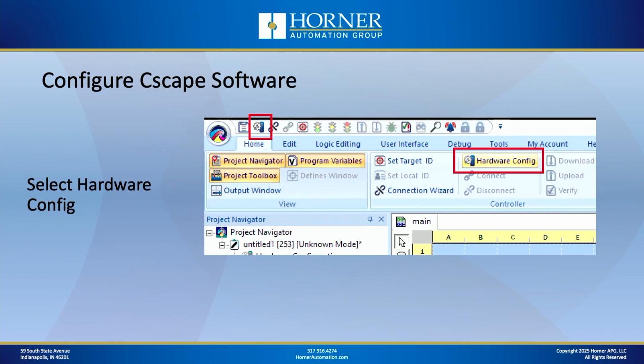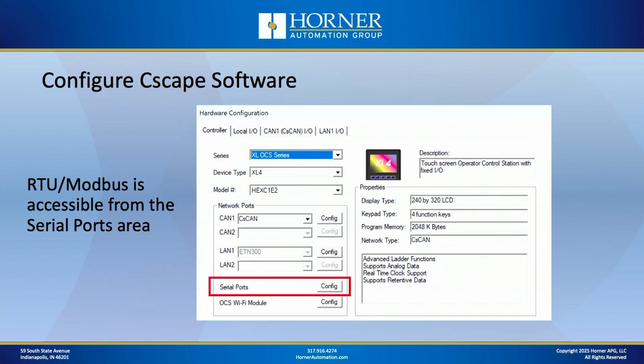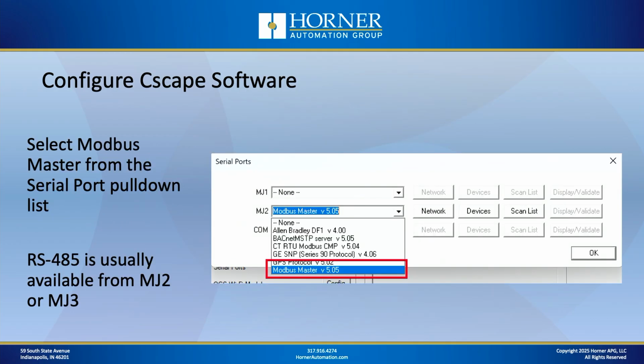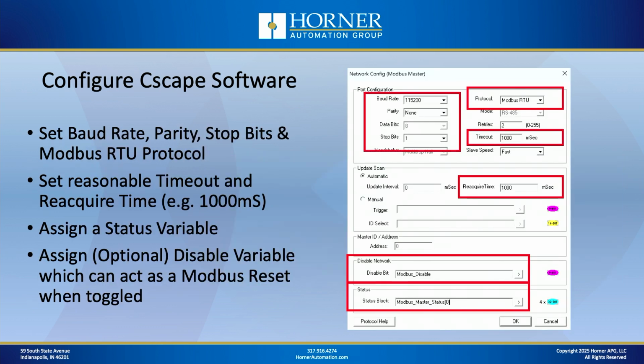I'm not going to spend a lot of time in the next few slides because I'm going to be doing a live demonstration. But here's the general process we'll use to configure the master. We're going to use Cscape 10 and we're going to go to hardware configuration. We're going to go to the serial port section because Modbus RTU is a serial protocol, and we are going to select Modbus master from the pull-down list, typically from MJ2. Has to be a serial port that supports RS-485.